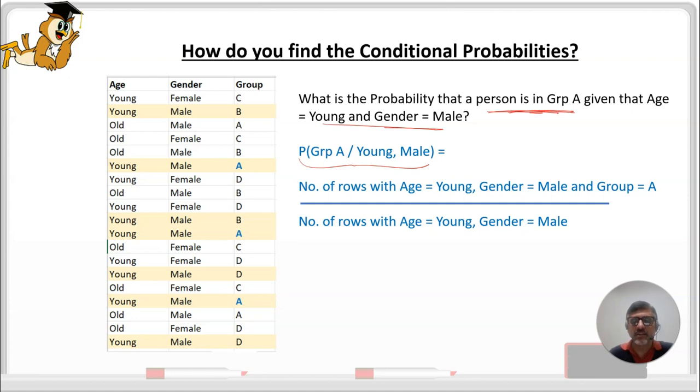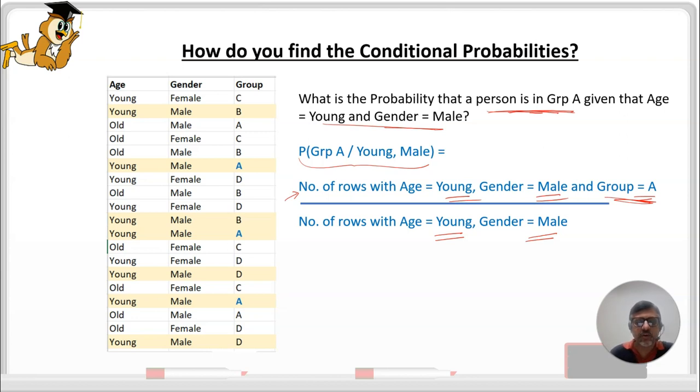And the answer is, this conditional probability is a ratio of the number of rows which have age equal to young, gender equal to male and group equal to A, divided by the number of rows where the age is young and gender is male. Okay, so the numerator has additionally group is A, whereas the denominator does not have that. So you can look at this carefully.